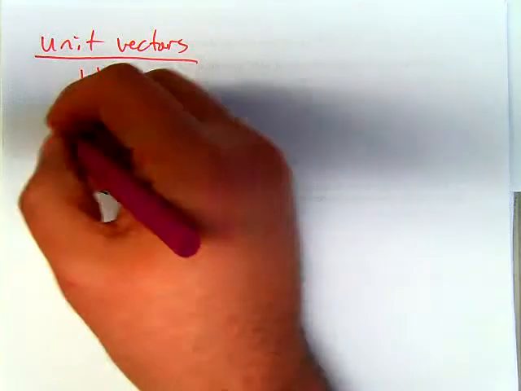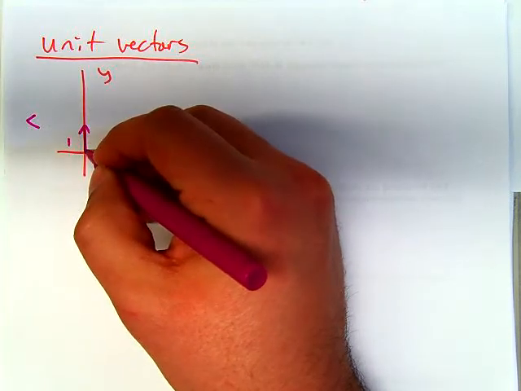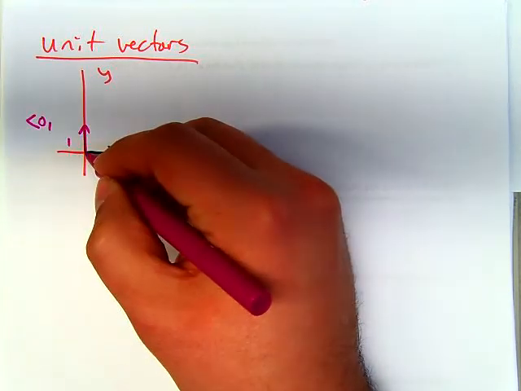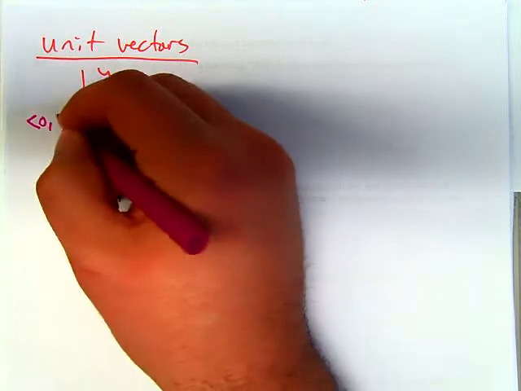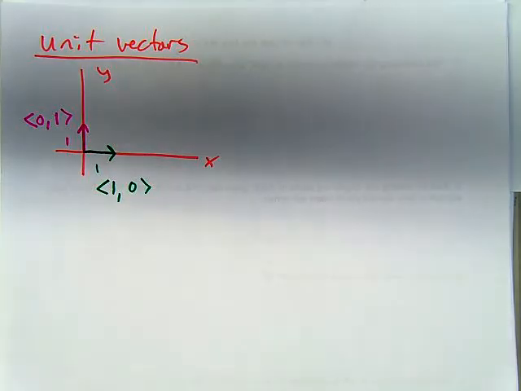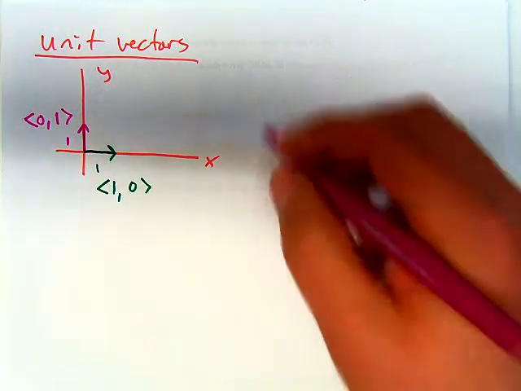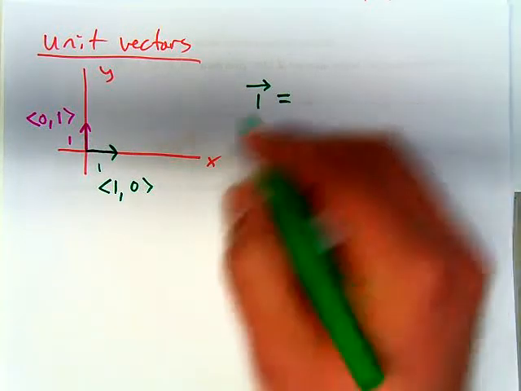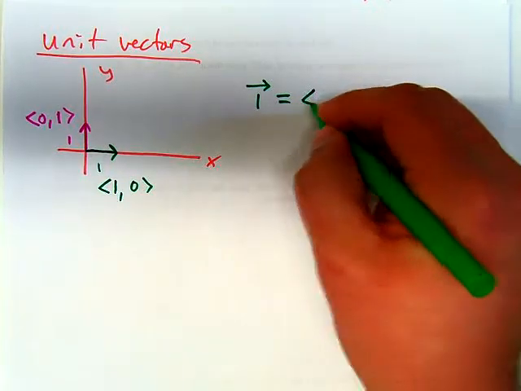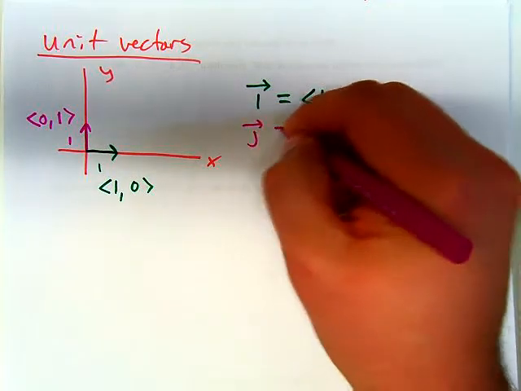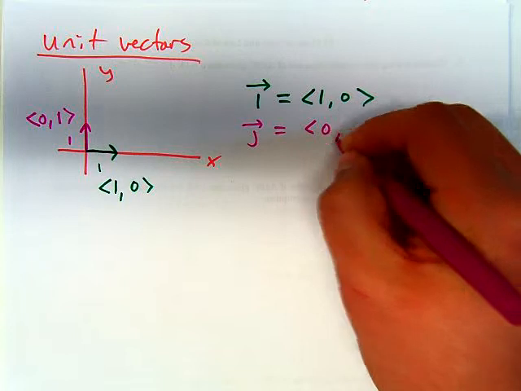And now if I did the same with the vertical vector here, from the origin, I'm not moving left or right at all, so the horizontal component is 0. But then I am going up 1 unit, so that'd be the vertical component. Okay? These have special names, and we call them i and j. So the unit vector in the horizontal direction is defined to be 1, 0, and a unit vector in the y direction is defined to be 0, 1.